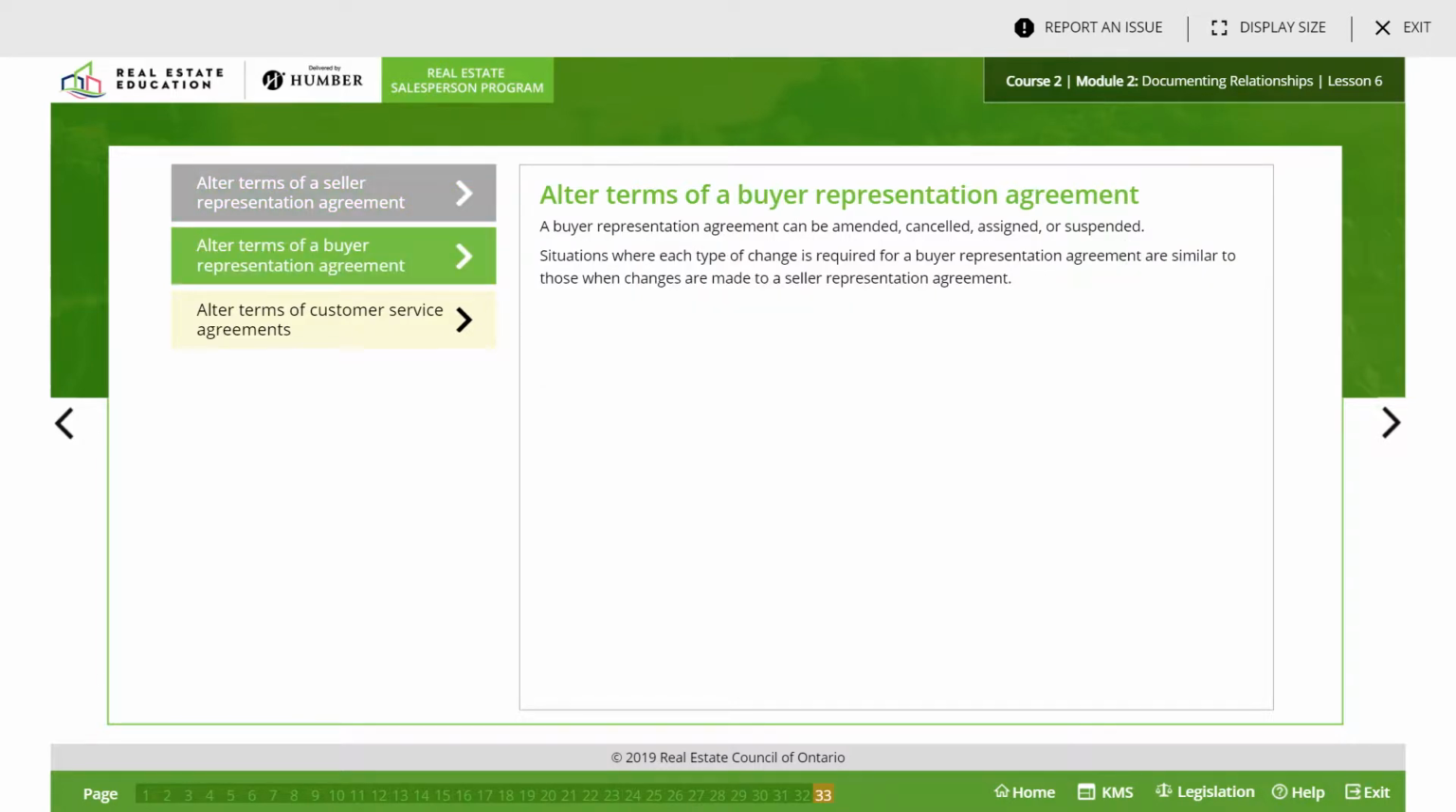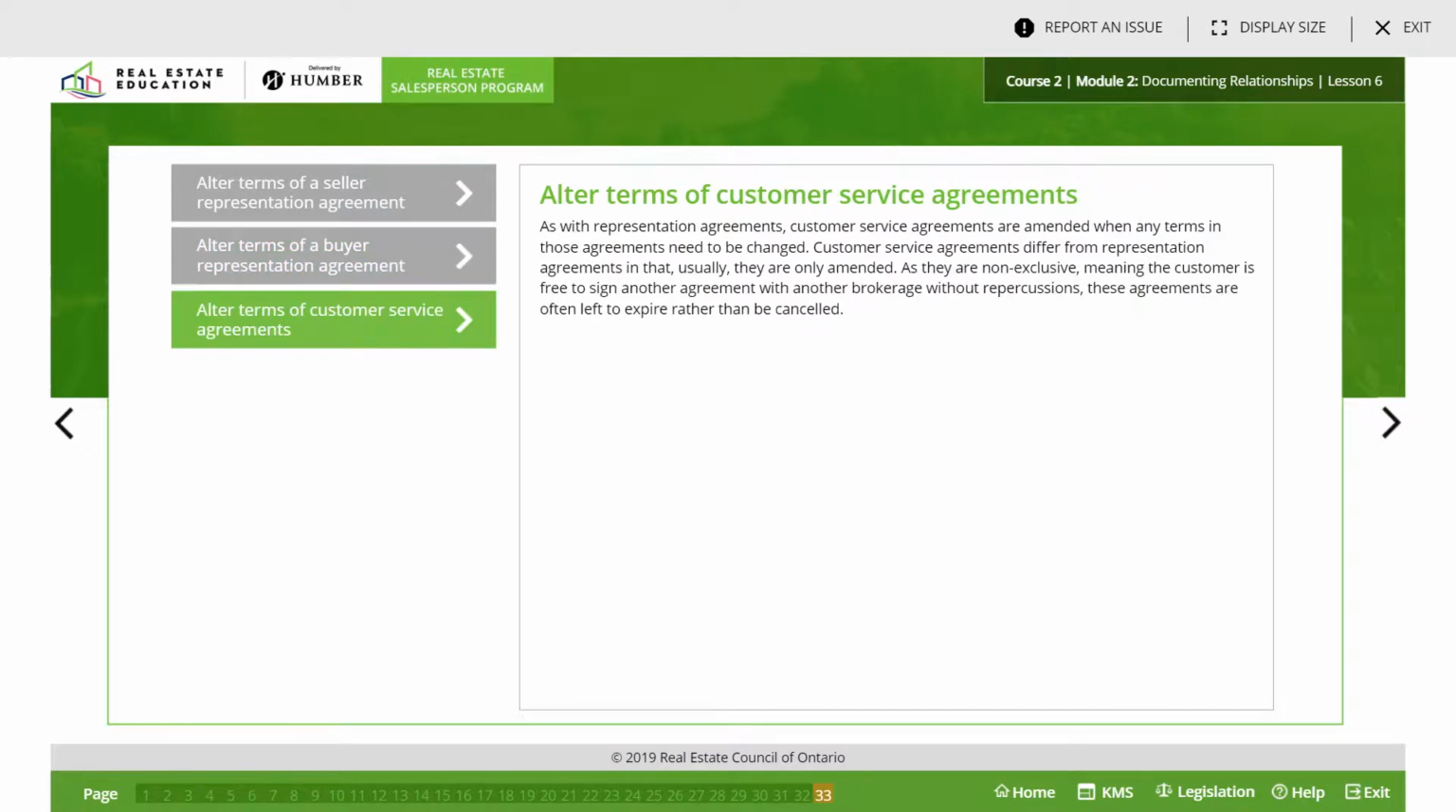And to alter the buyer representation agreement, same thing, it can be amended, cancelled, assigned, or suspended. Situations where each of the changes is required for a buyer representation agreement are similar to those when changing the seller representation agreement. Customer service agreements, altering the terms of customer service agreements.